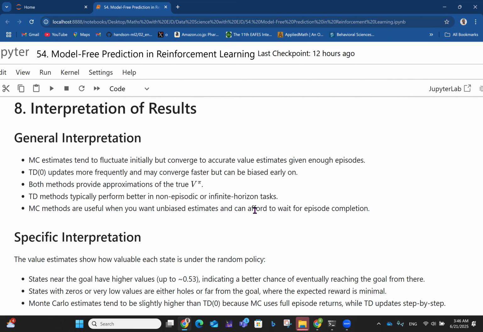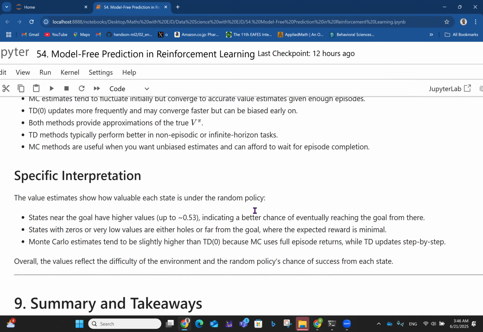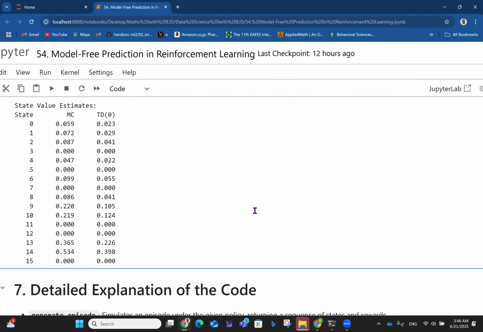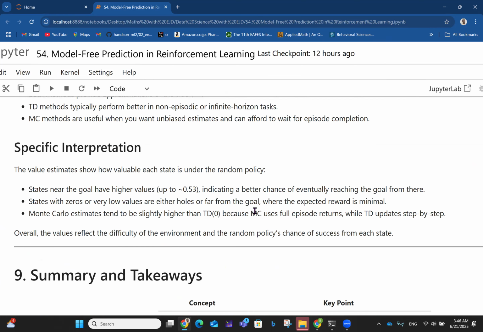TD, temporal difference methods typically perform better in non-episodic or infinite horizon tasks, just like we know. The Monte Carlo methods are useful when you want unbiased estimates and can afford to wait for episode completion. All right, so you don't have step-by-step updating. Therefore, based on the results we have here, what can we say about the specific interpretation?